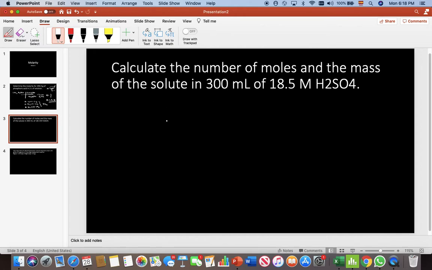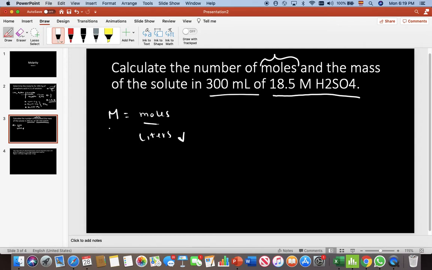Okay, it says, calculate the number of moles and the mass of the solute in 300 milliliters of an 18.5 molar sulfuric acid. Okay, so let's recall our formula again. Molarity is equal to moles over liters, right? And it's asking us to calculate the number of moles. So this is what we want. So yes, we have our liters technically, even if they're in milliliters, and we have our molarity. So what do we have to do? First of all, let's isolate the moles, and this gives you moles equals molarity times liters.